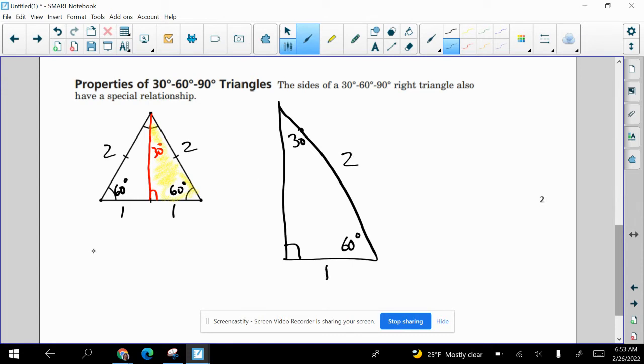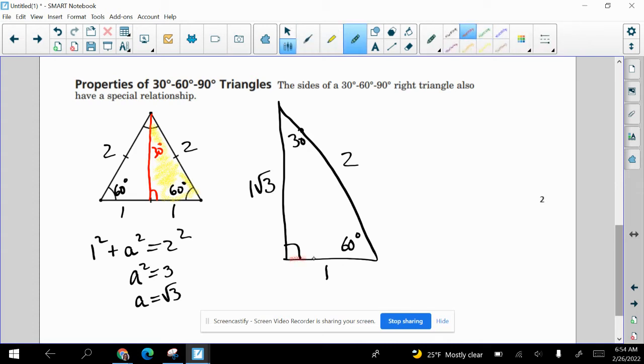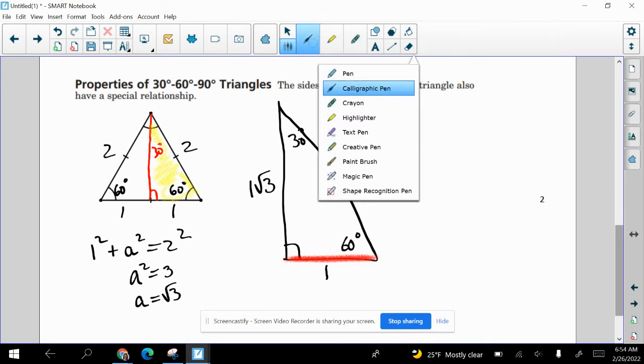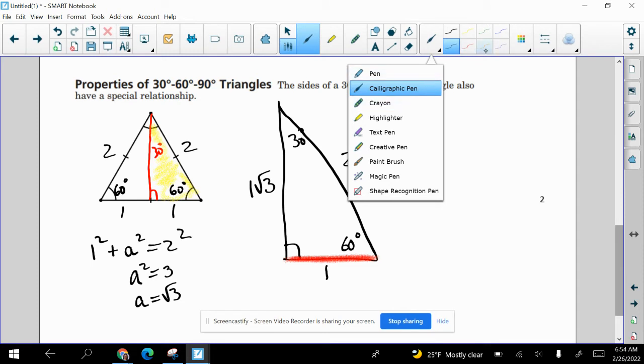And using the Pythagorean theorem, so we did 1 squared plus a, or b, doesn't really matter, I'll use a here. We got a squared to be 3, which means that a would be root 3, or I'm going to say 1 root 3. So what happens is that everything is being compared to the short leg because it's 1, so it's easiest to work with. So it's easiest to see the relationships.